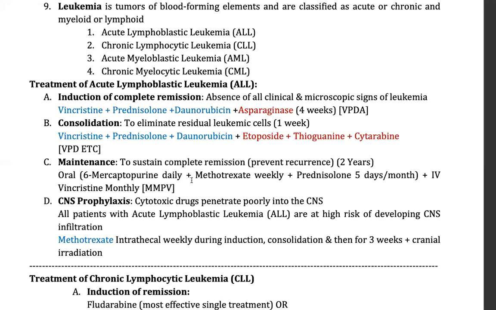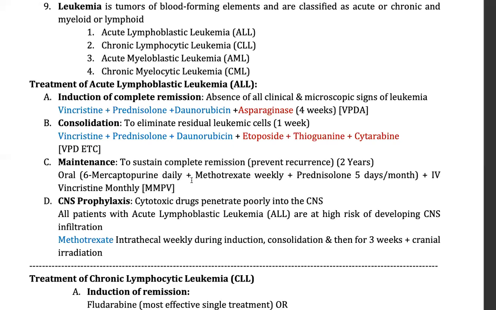Residual means the remaining cells available. Maybe after the 4 weeks, there are chances that some cells remain in the human body. So to remove them, we have to give consolidation therapy for 1 week. Maintenance is to prevent the reoccurrence. It is for 2 years. And CNS prophylaxis should be given to prevent the neurological complications.